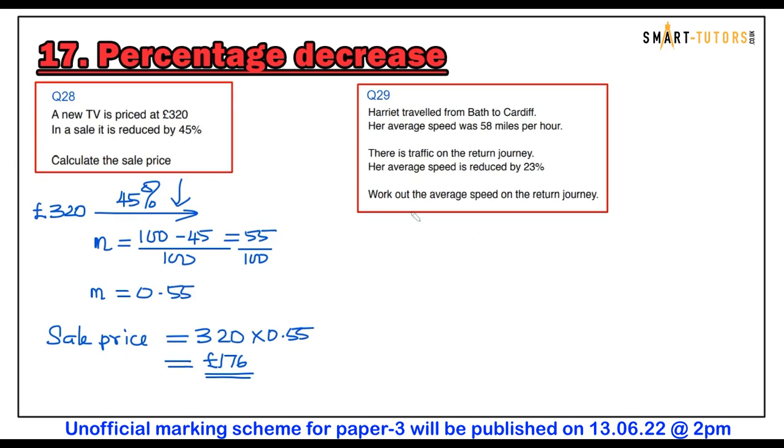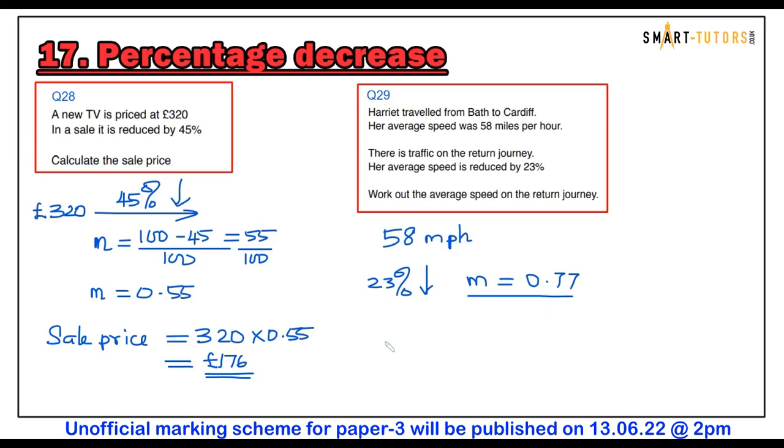Question number 29. Harriet traveled from Bath to Cardiff. Her average speed was 58 miles per hour. There is traffic on the return journey. Her average speed is reduced by 23%. So 23% reduced, so the multiplier is 100 take away 23. I'm using a calculator here. So 77, so 0.77 is the multiplier, right?